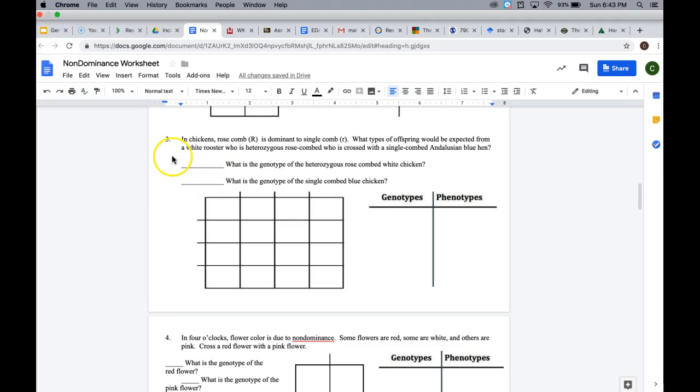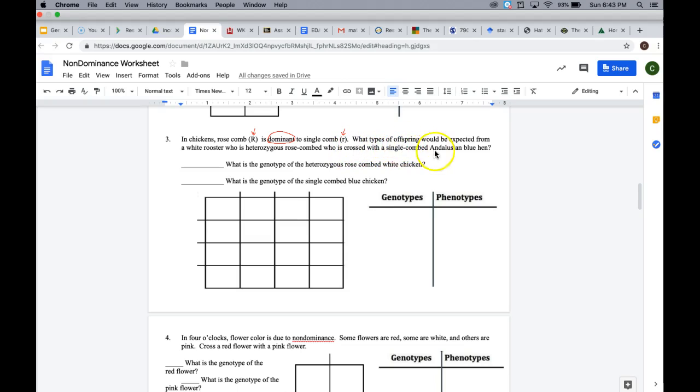All right, so let's do a dihybrid cross now. Chickens, rose comb is dominant over single comb. So remember, this is dominant. This is the big thing. So we know we're going to have a dominant allele and a recessive allele.